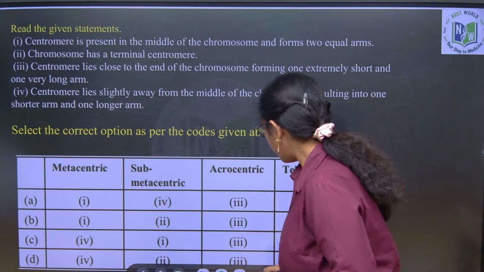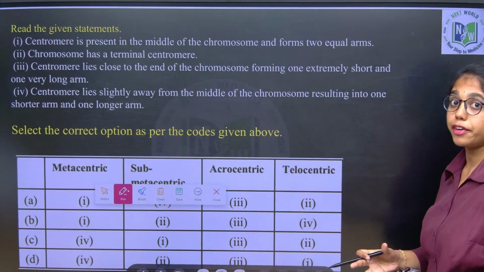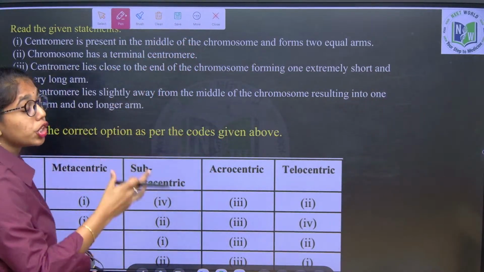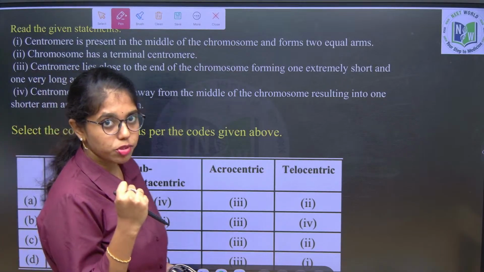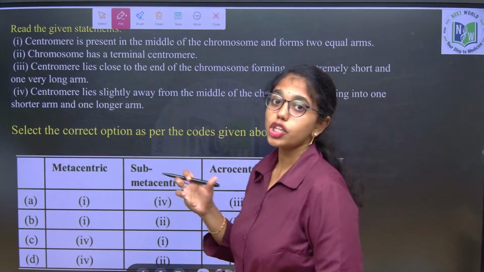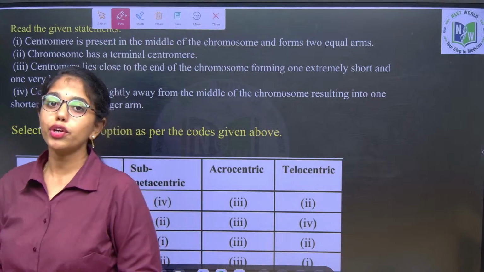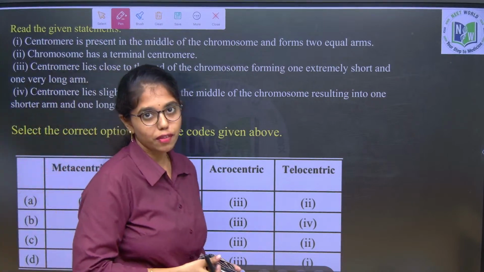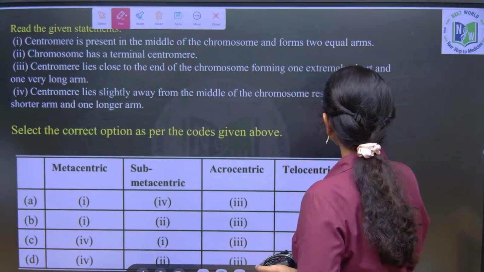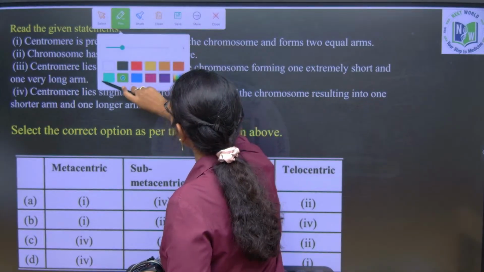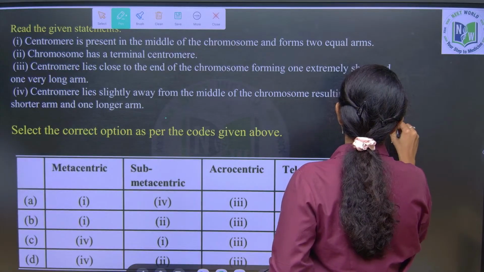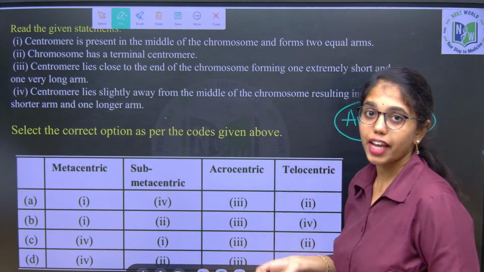Now here we have to read these statements. This is about centromere, and this is about shapes of the chromosome. We have 4 different shapes of the chromosome, and here I'd like to ask you one question. In which phase of cell division can you clearly see the shapes of the chromosome? Anaphase of cell division, right? You can clearly see the shapes of the chromosome.